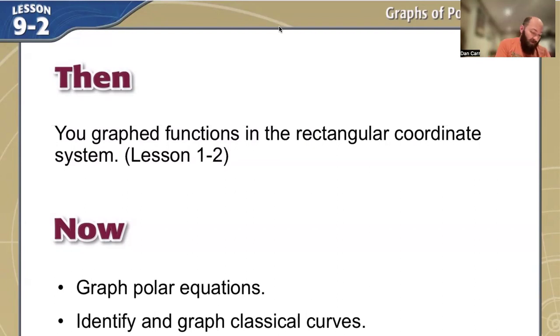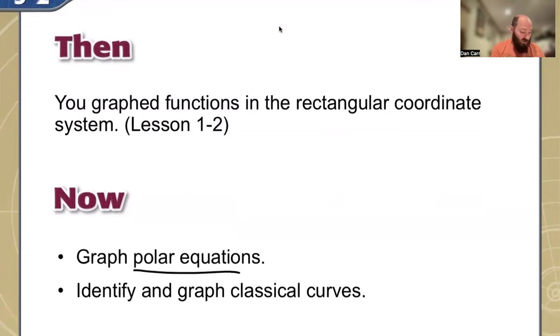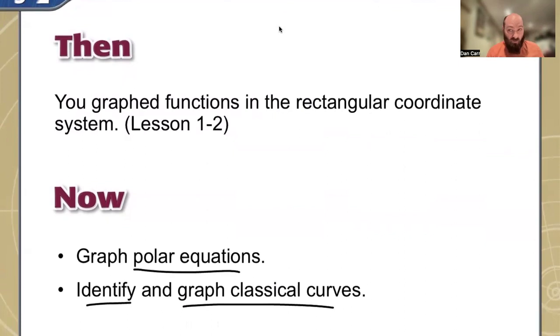Today's goal is going to be graphing more of our polar equations and also being able to identify and graph some classical curves. So these are going to be a little bit different than what we've done before.